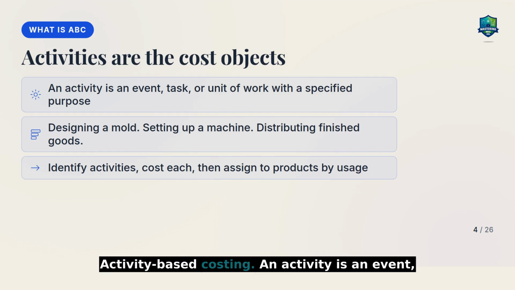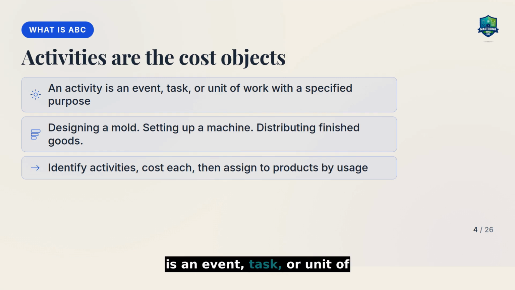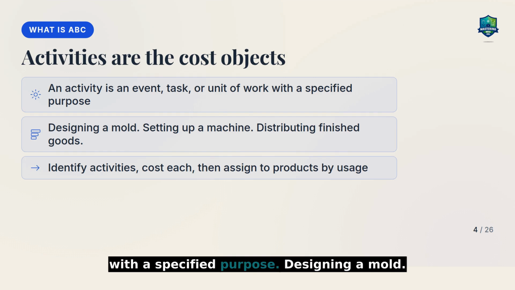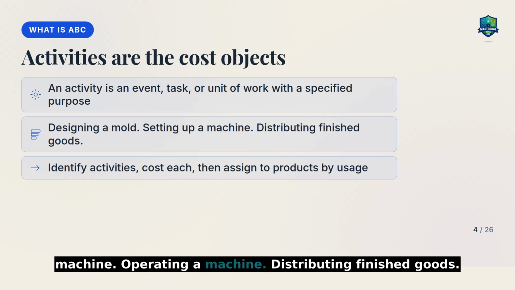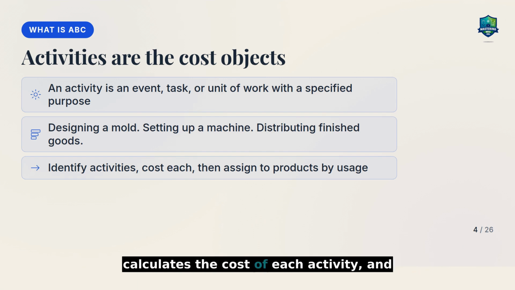Activity-based costing. An activity is an event, task, or unit of work with a specified purpose. Designing a mold, setting up a machine, operating a machine, distributing finished goods. ABC identifies activities, calculates the cost of each activity, and assigns costs to products based on the mix of activities each product actually uses.